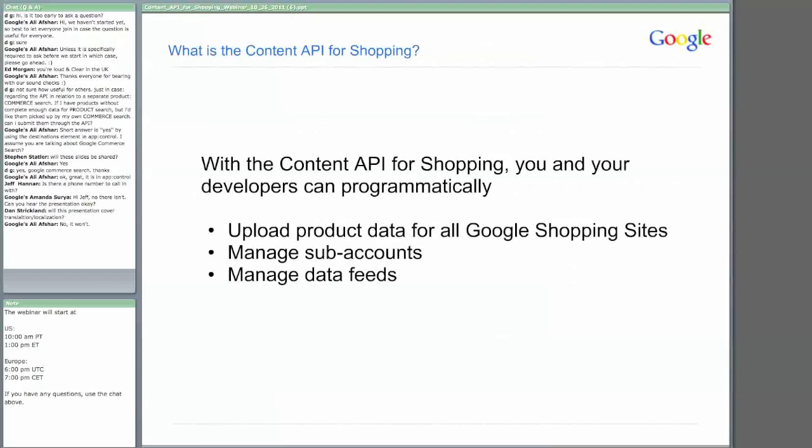So, the Content API for shopping allows your developers to programmatically upload that data to all the Google shopping sites. It allows you to manage sub-accounts in the case that you have a marketplace and you're managing multiple sellers or multiple sub-stores. And it also allows you to set up data feeds. So if you want to mix and match with the Content API and using data feeds, you can manage those feeds via the API.